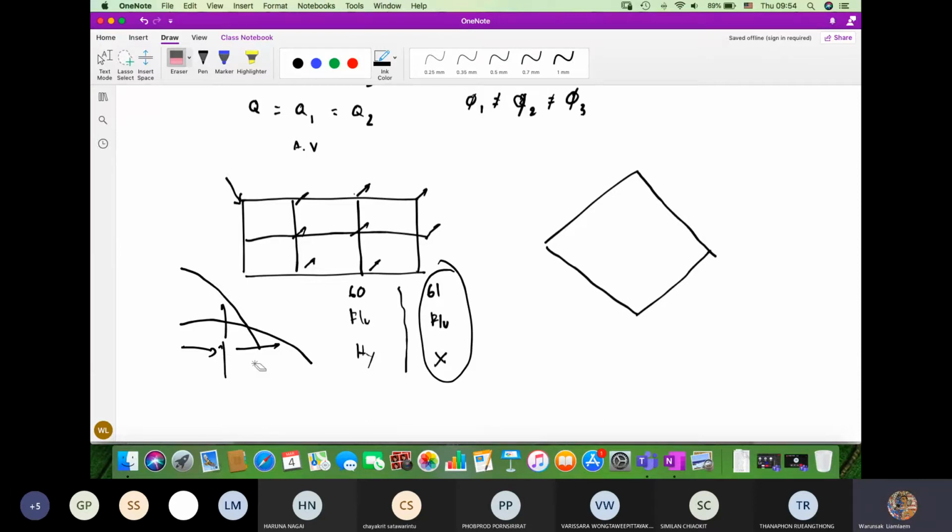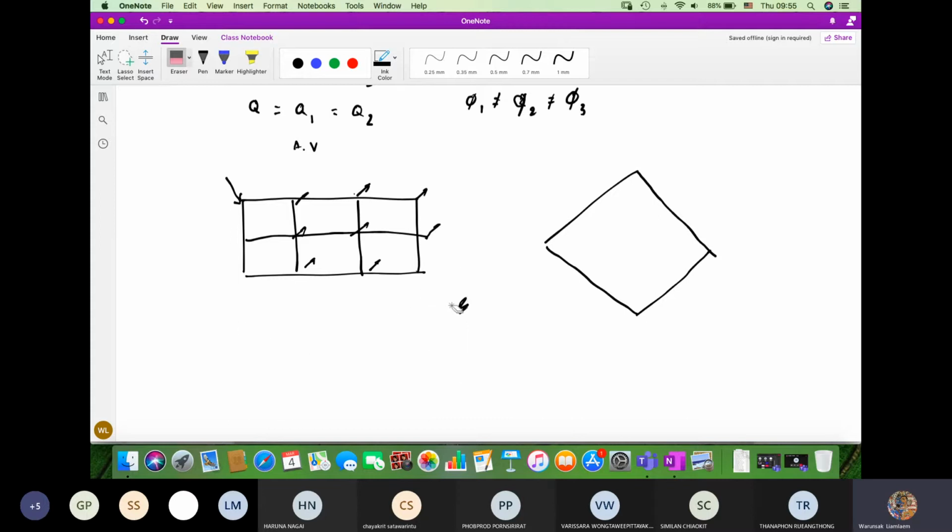I'm not sure why I cannot erase this line. In fact, this is not a permanent marker, but I don't know why. Maybe there's some problem with the software. OneNote is made by Microsoft, but the computer I'm using is an Apple. Sometimes it creates problems. Okay, now it is working.